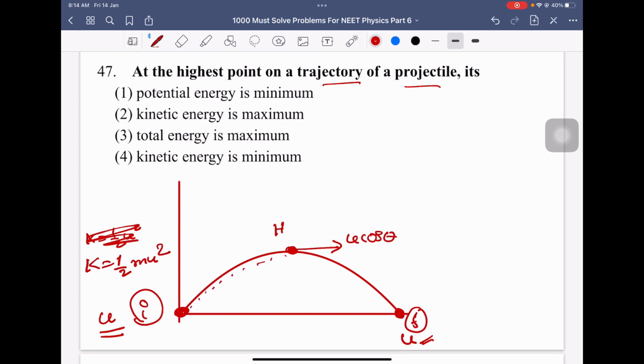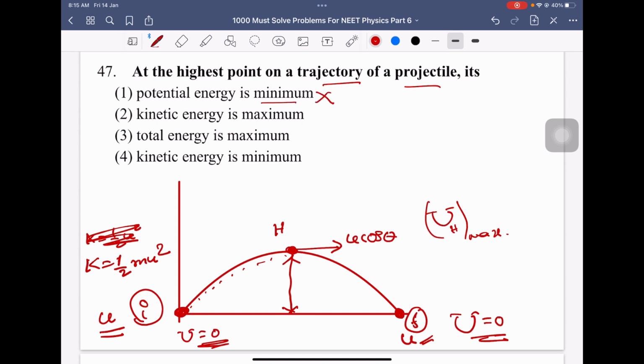But what about potential energy? At initial point, potential energy is 0. At final point also, potential energy is 0, because h is 0. But at point H, potential energy is maximum, because height is maximum. At the highest point, potential energy is minimum? No, wrong. Potential energy is maximum.